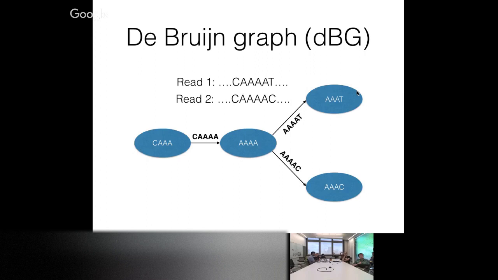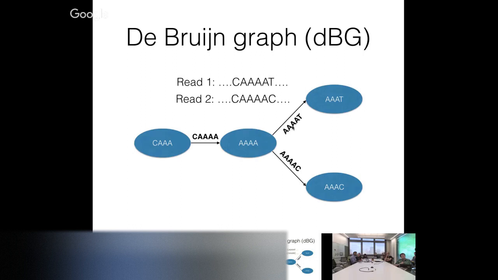So you can see, for example, in this case, this edge AAAT connects nodes AAA, that is of length 4, which is a k-1 prefix of this particular edge, and the other node on the right is again a k-1 substring of that edge, and so on. So that's a very simple DeBruijn graph.